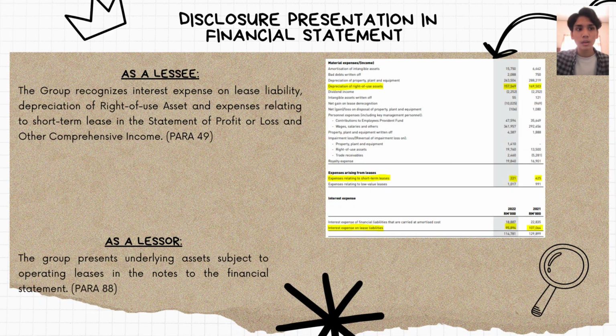In addition, the group recognized interest expense on lease liability, depreciation of right-of-use asset, and expense relating to short-term lease in the statement of profit or loss and other comprehensive income in para 49. As a lessor, in para 88, the group presents underlying asset subject to operating lease in the notes to the financial statement.